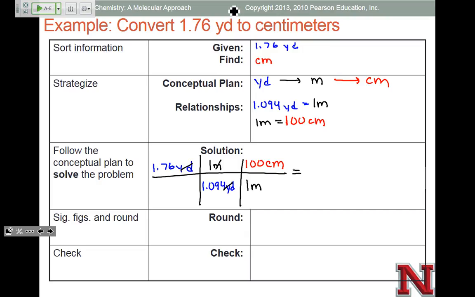So now my meters cancel out. I'm left with centimeters at the top, and that's my desired unit. So I set this up correctly. If you can't cancel out, you set it up incorrectly. Also remember, don't switch. Don't say 1 yard equals 1.094 meters. You cannot do that.